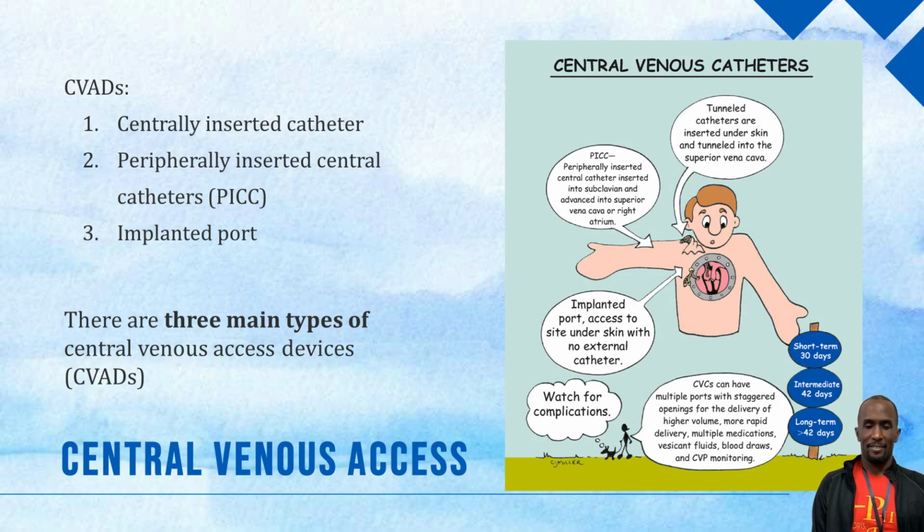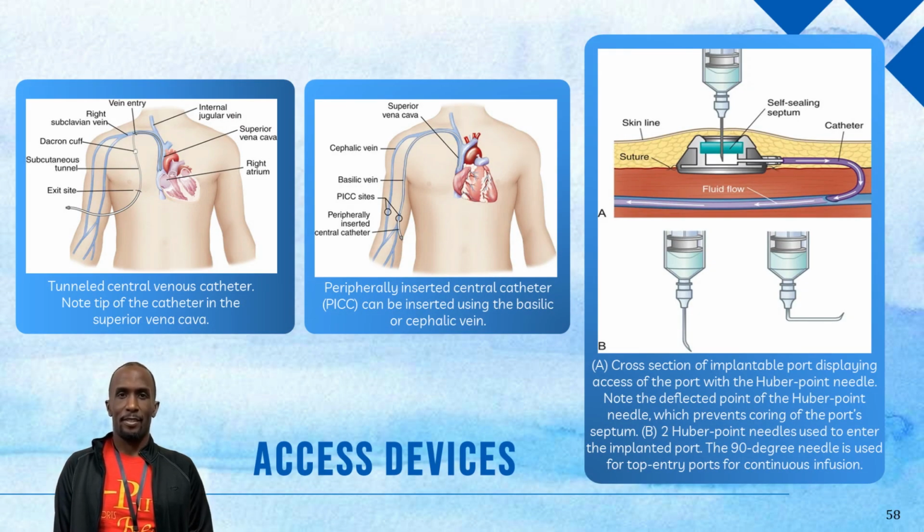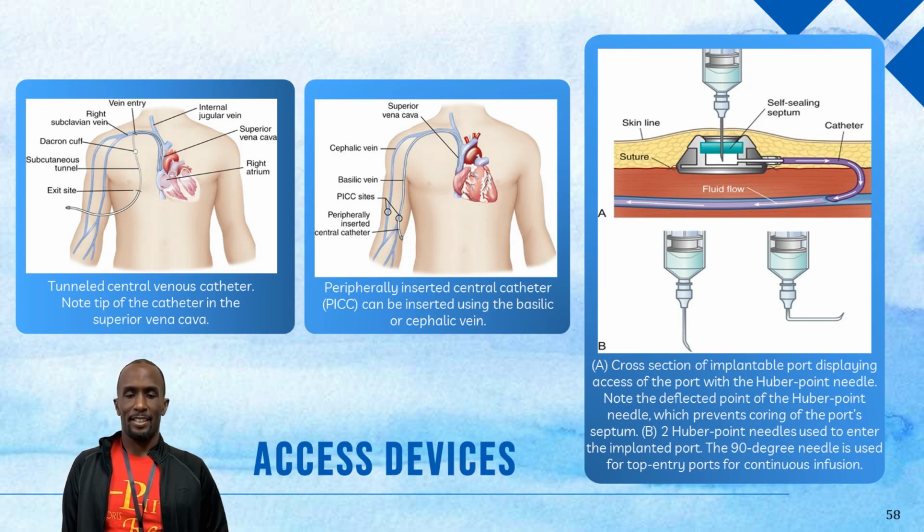Central venous access devices, or CVADs. These are specialized catheters placed into large blood vessels for giving medications, fluids, blood products, or for blood sampling. There are three main types: centrally inserted catheters, peripherally inserted central catheters, or PICCs, and implanted ports. Each has its own specific indications, advantages, and considerations. Let's look at the different types of central venous access devices in more detail.